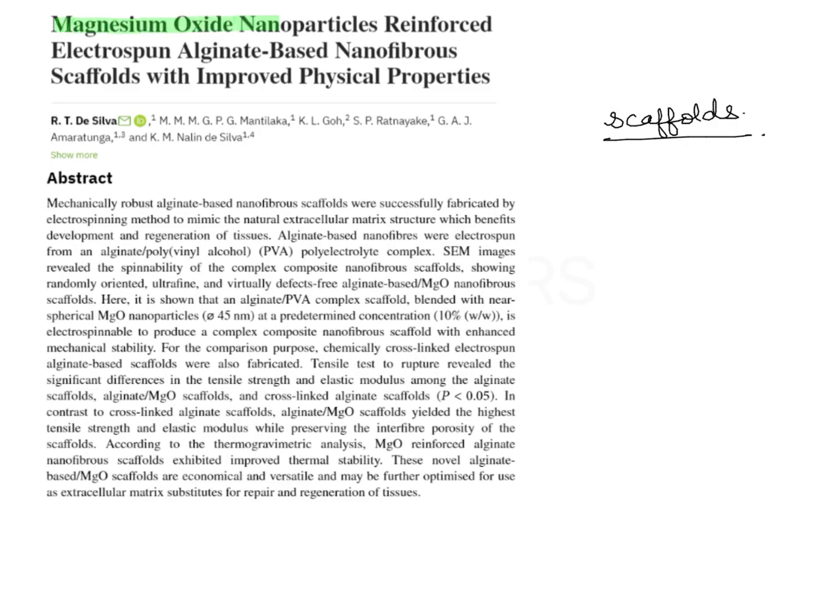So if you look at this article, this is just one of the many articles that I came across. It says that in magnesium oxide reinforced alginate, there is highest tensile strength and elastic modulus while preserving the interfiber porosity of the scaffold. Okay, so magnesium oxide reinforced alginate exhibits improved thermal stability, and it can be used for a lot of other options. Okay, so we are talking here mainly about the strength of the alginate, the elastic modulus, and the interfiber porosity.